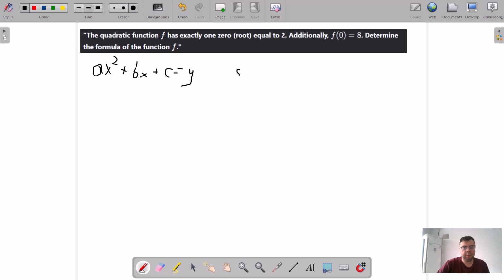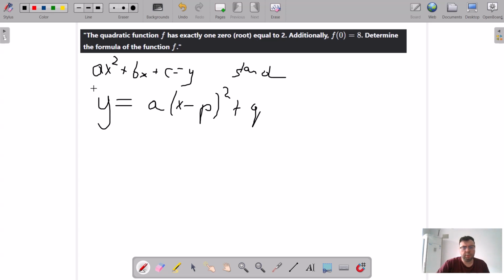This is the standard formula of a quadratic function. We also have a vertex formula which gives us information about the vertex. If y equals a(x minus p) squared plus q.